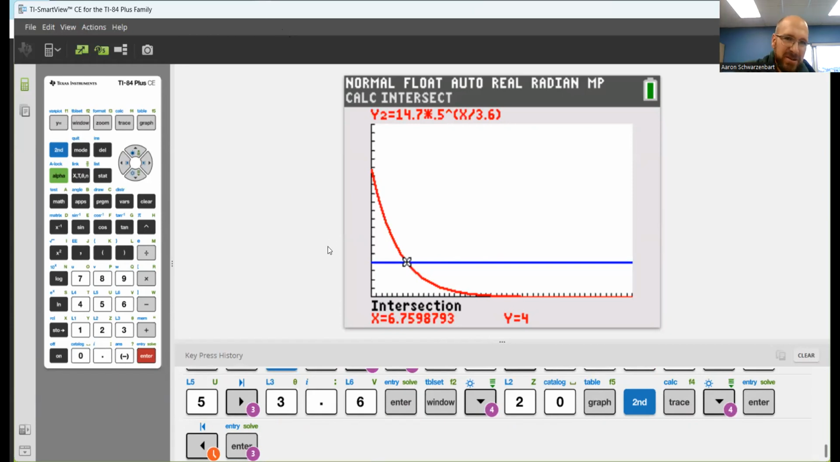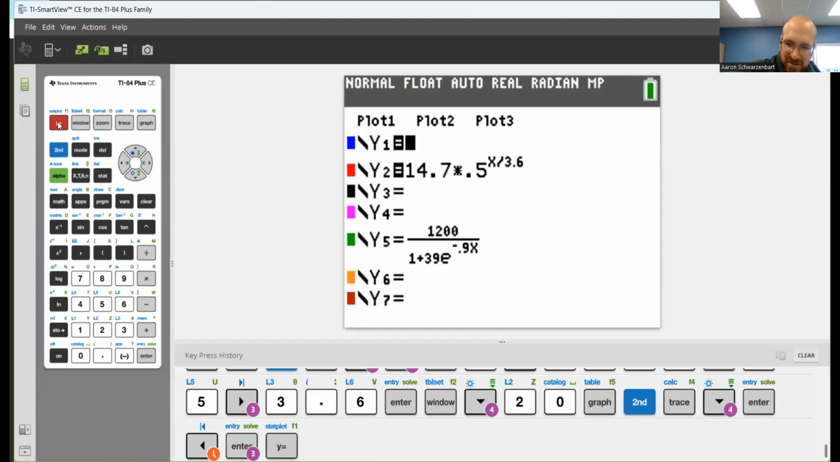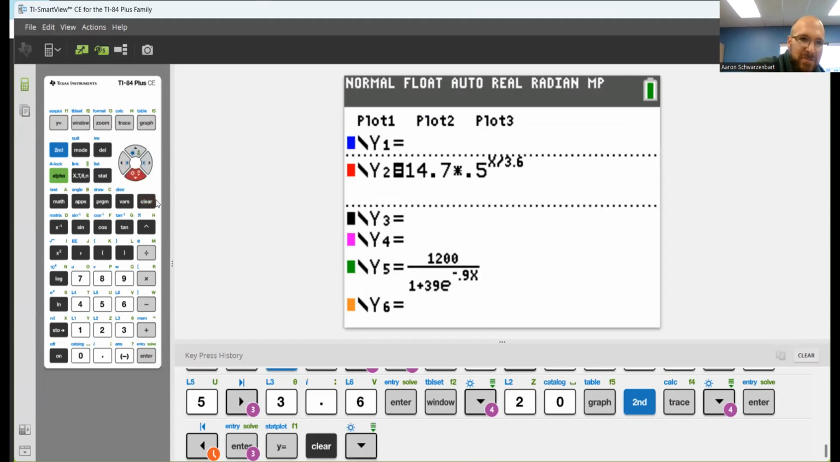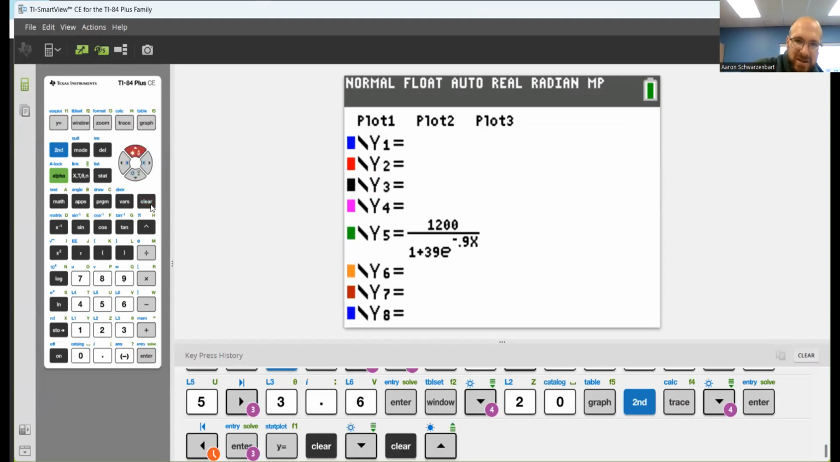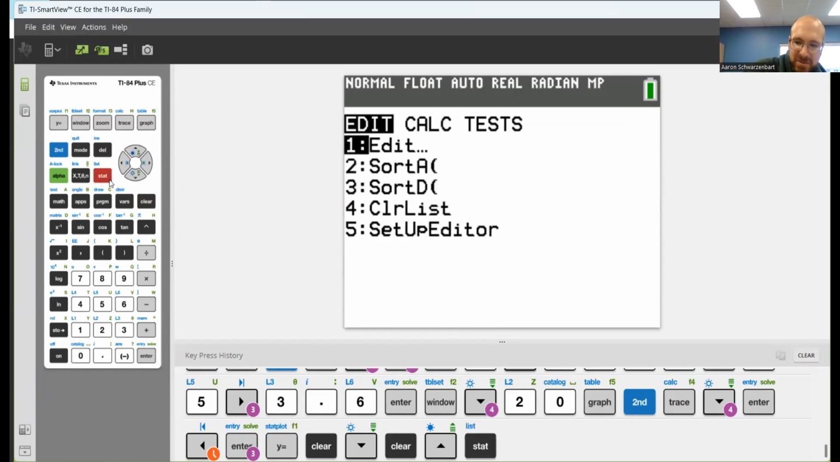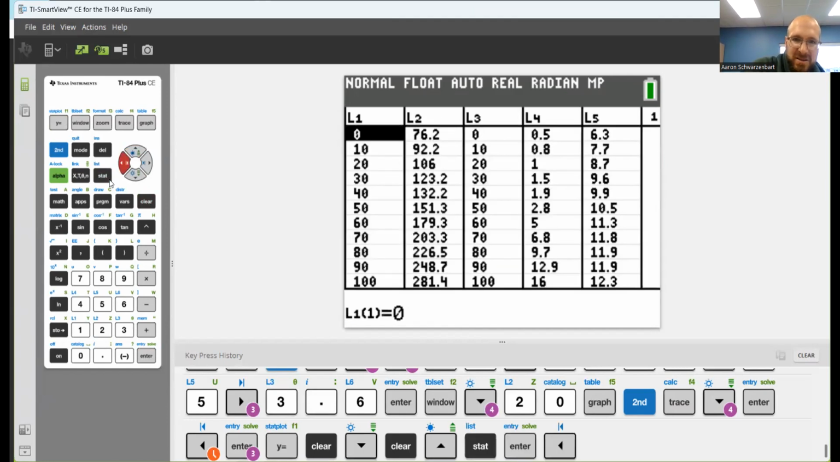Okay, we are going to talk a little bit about modeling some data. We're moving to example 6. I'm going to clear these out for now, and we're going to model data with a table. The data for example 6 is on page 293, and I already entered it into my calculator. So here I've got the data from 293 in L1 and L2.